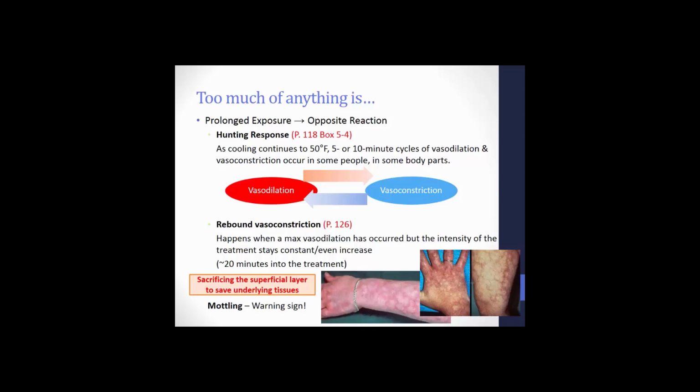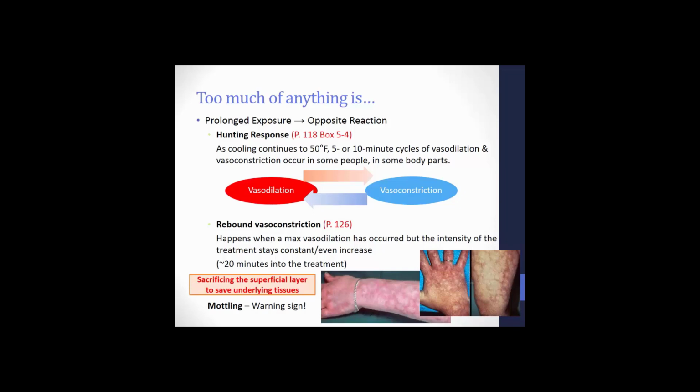With thermotherapy, when maximum vasodilation has occurred and the intensity of the treatment stays constant or increases, the vessels begin to constrict. This is known as rebound vasoconstriction. This occurs approximately 20 minutes after treatment. It causes vasoconstriction after prolonged vasodilation and a way to save the deeper tissues by sacrificing the more superficial tissues.